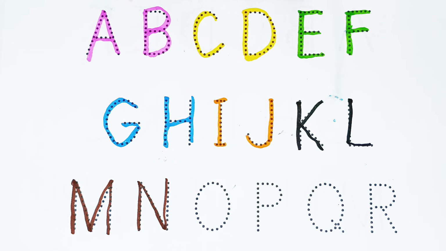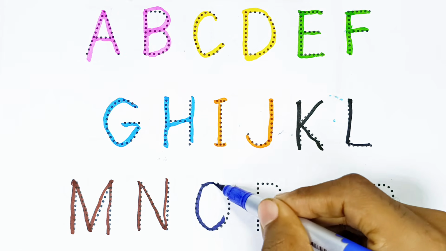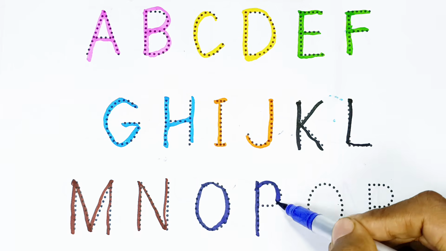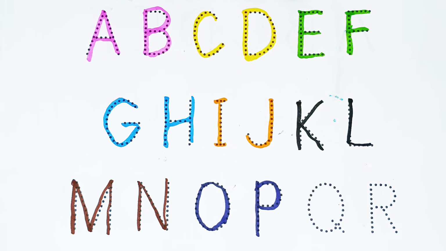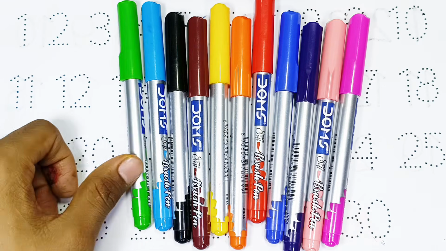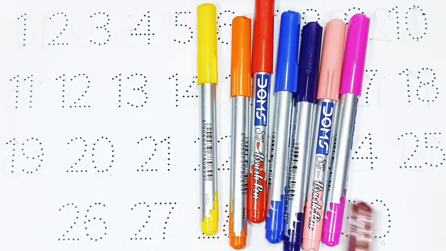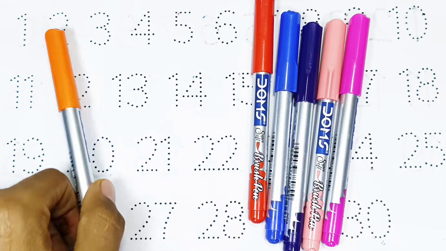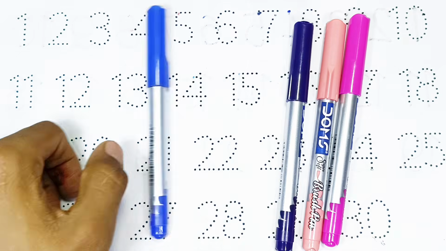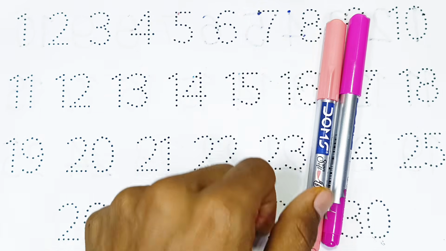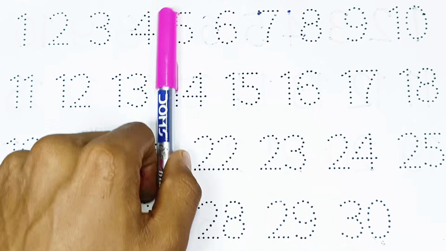N for nose. Kids, now you draw O. O for orange. P for parrot. Kids, now you draw Q. Q for queen. R for rose. Green color, white green color, sky blue color, black color, brown color, yellow color, orange color, red color, blue color, purple color, light pink color, and pink color.